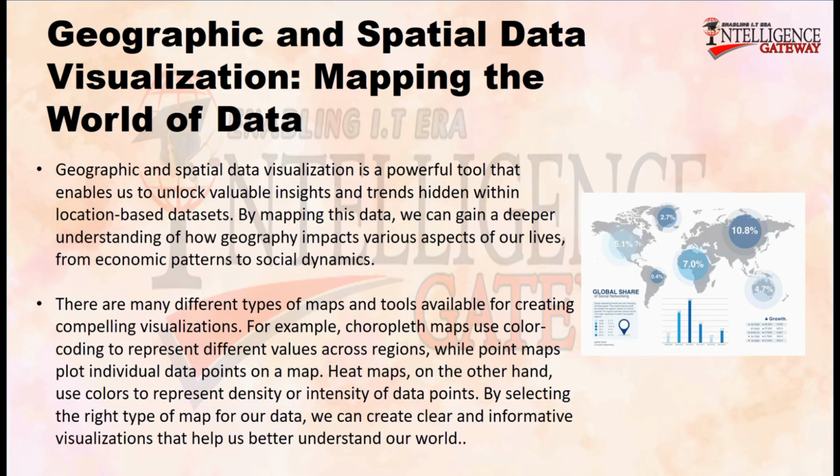There are many different types of maps and tools available for creating compelling visualizations. For example, choropleth maps use color coding to represent different values across regions, while point maps plot individual data points on a map. Heat maps, on the other hand, use colors to represent density or intensity of data points. By selecting the right type of map for our data, we can create clear and informative visualizations that help us better understand our world.